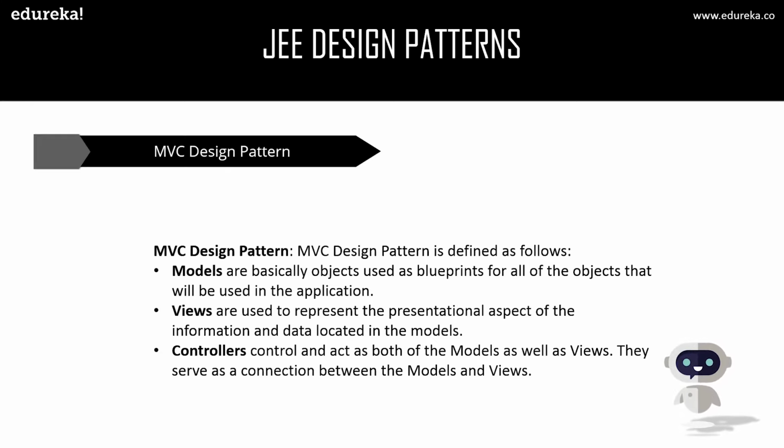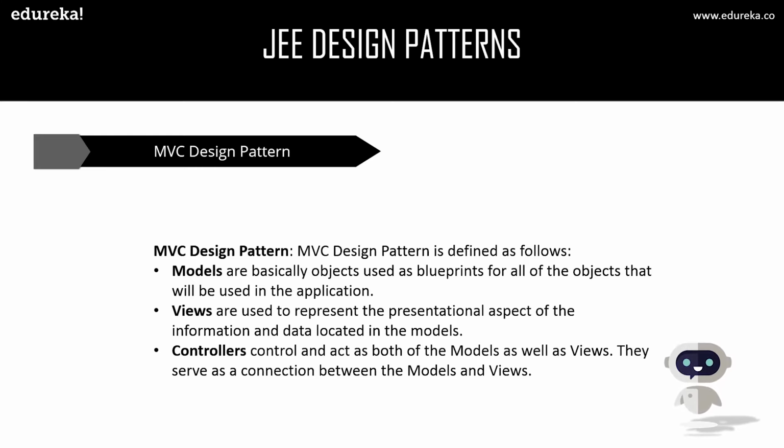The MVC Design Pattern is defined as follows. Models. Models are basically used as blueprints for all the objects that are going to be used in the application. The next one is views. The views are used to represent the presentational aspect of the information and the data located in the models. And the last one is controllers. Controllers control and act both as models as well as views. They serve as a connection between the models and views.